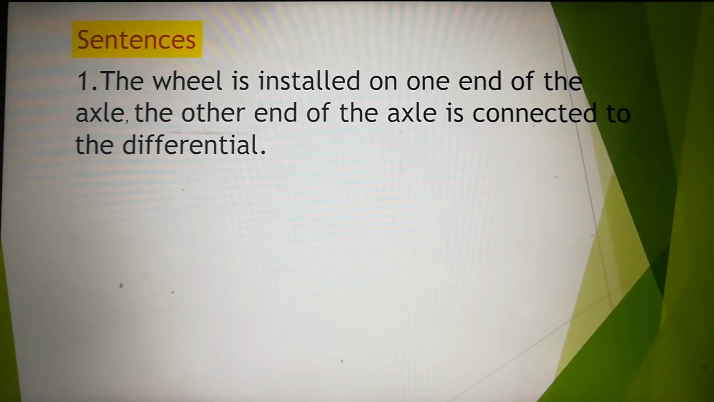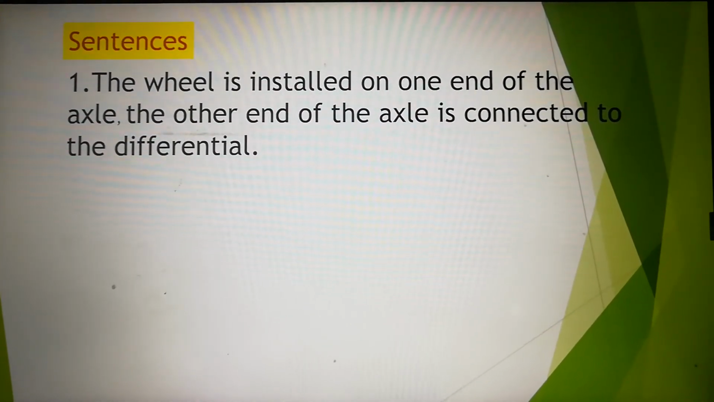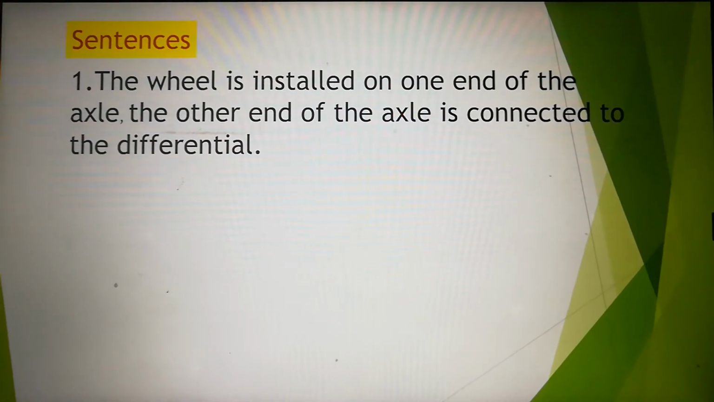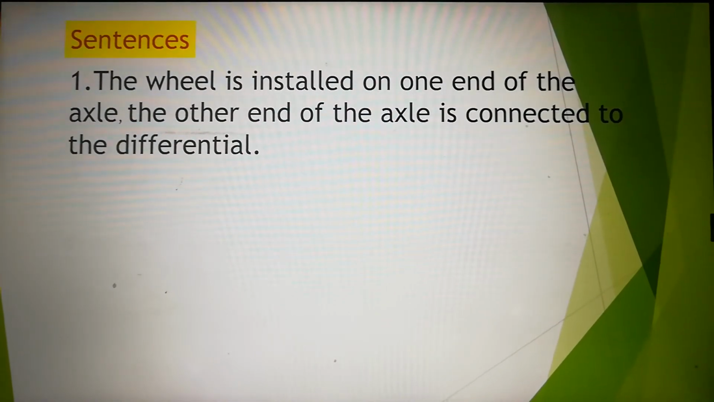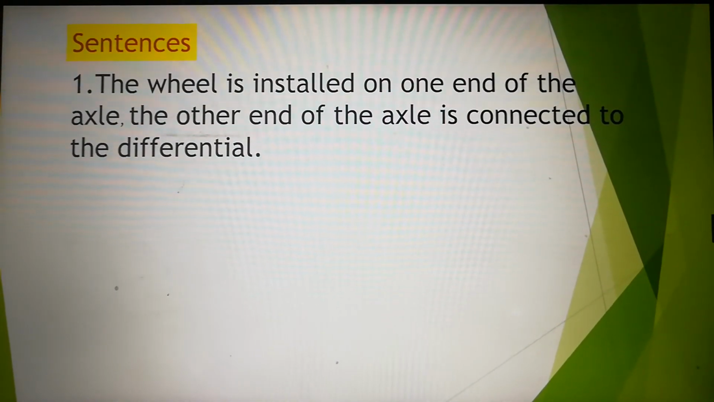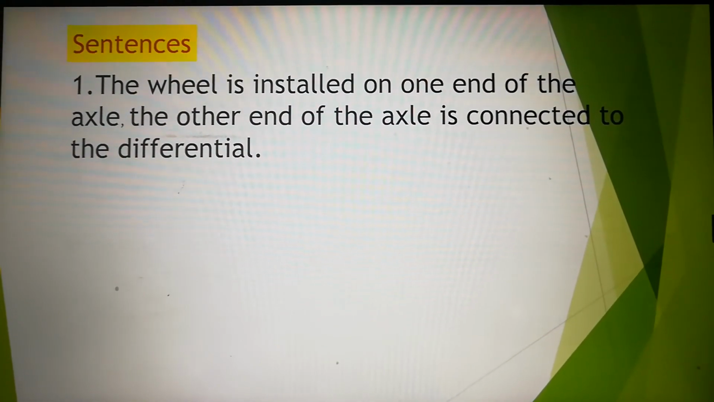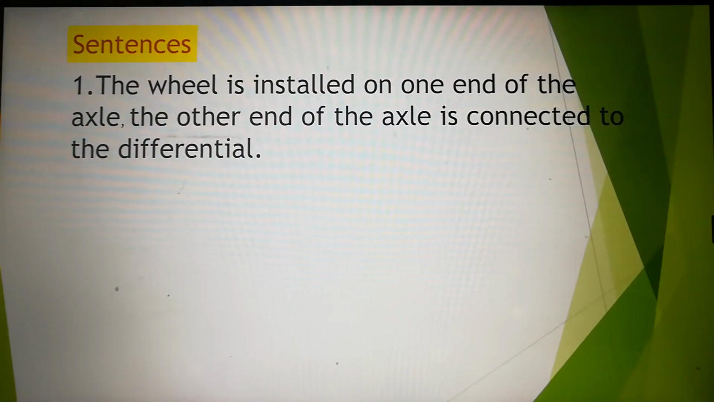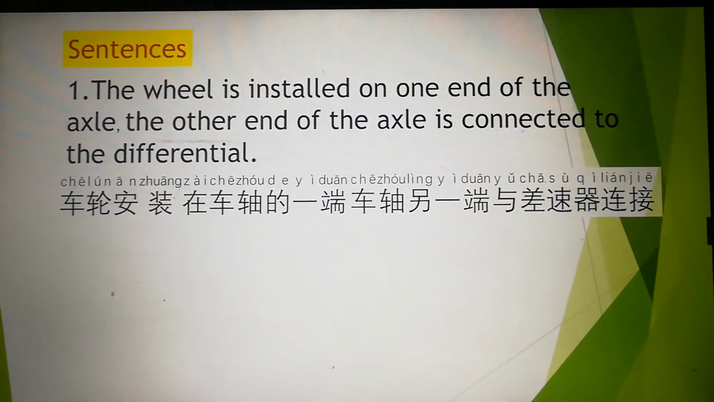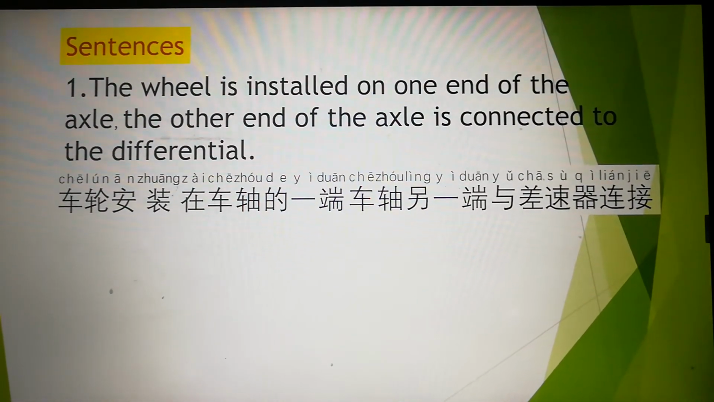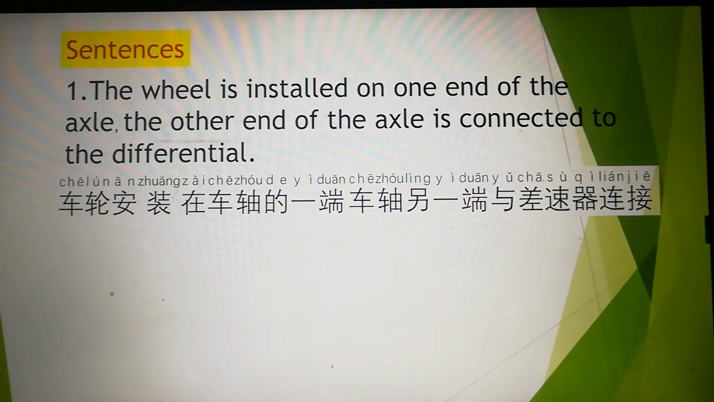The wheel is installed on one end of the axle. The other end of the axle is connected to the differential. Okay, now how to express this sentence in Chinese? In Chinese, this sentence can be expressed like this. How to read this sentence? This sentence can be read like this.